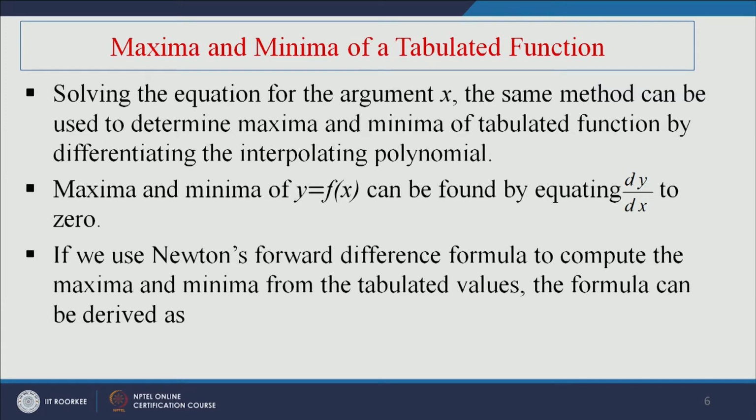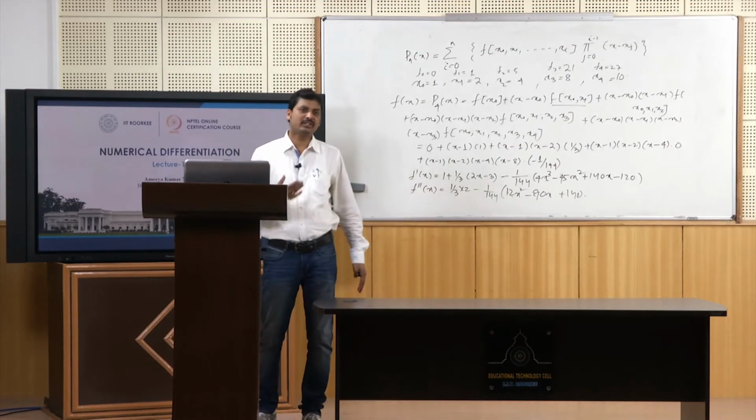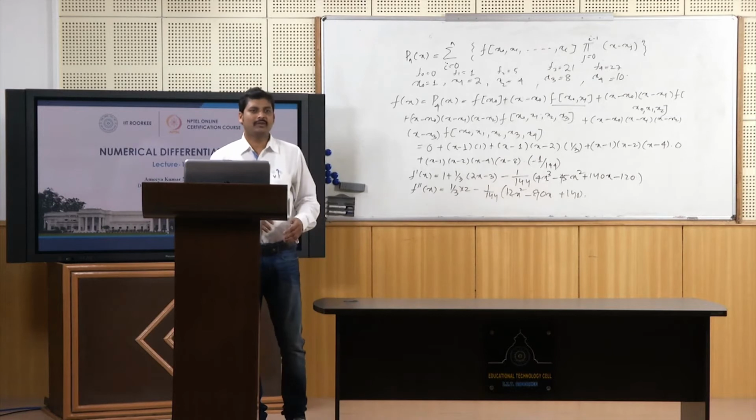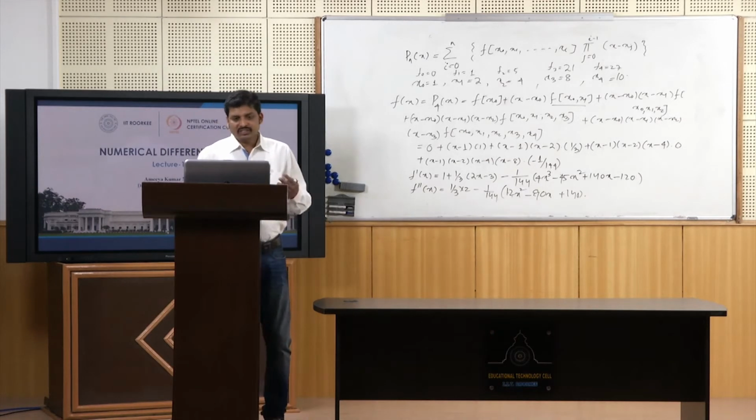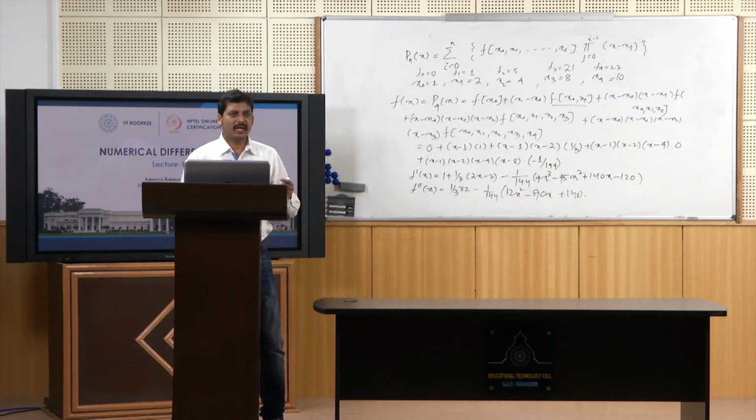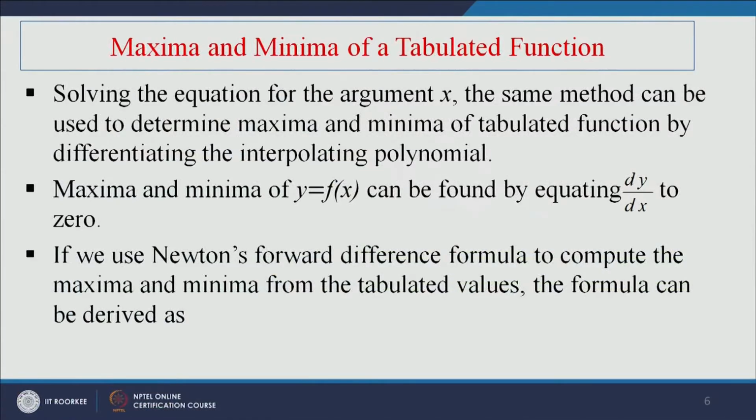The beauty of this method is that even if the function is not known to us, we can obtain the maxima or minima of this function if the prescribed tabular values are given to us. We can use the same arguments in the form of x, and determine the maxima and minima for this tabulated function by differentiating the interpolating polynomial, and the maxima and minima of y equals f of x can be obtained by equating dy by dx equals 0.